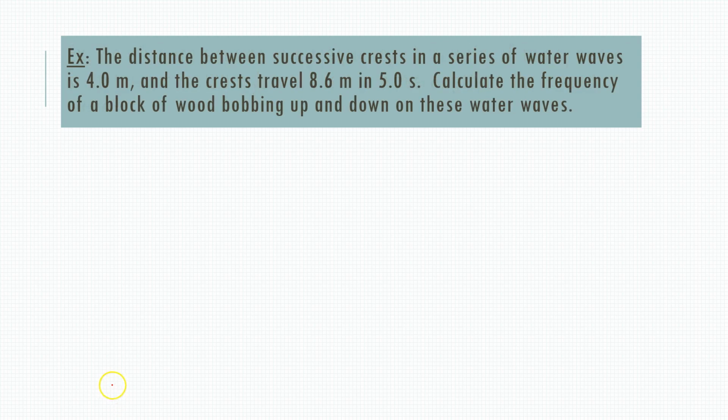Then we have one more for us. It says that the distance between successive crests in a series of water waves is this. Well, I'm hoping that you recognize that as lambda. That is the wavelength. If it's the distance between crest to crest is what it means. And the crests travel this far in this many seconds. Whoa, like this one is a little bit more difficult. Calculate the frequency. What's the F? But the problem is this is another distance. This is telling me how far they travel in this much time.